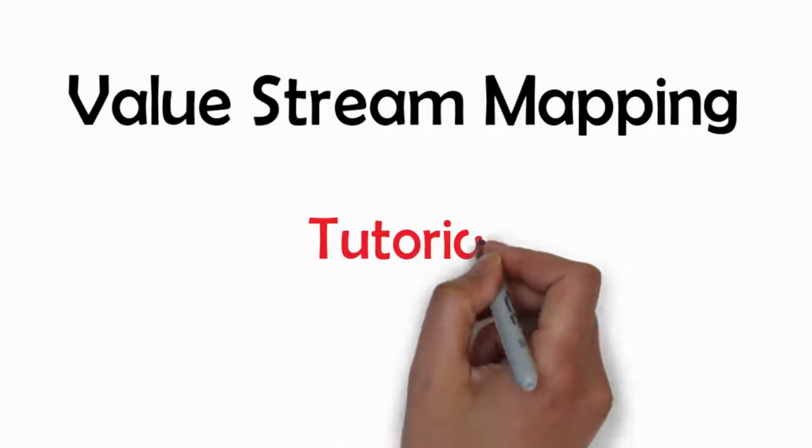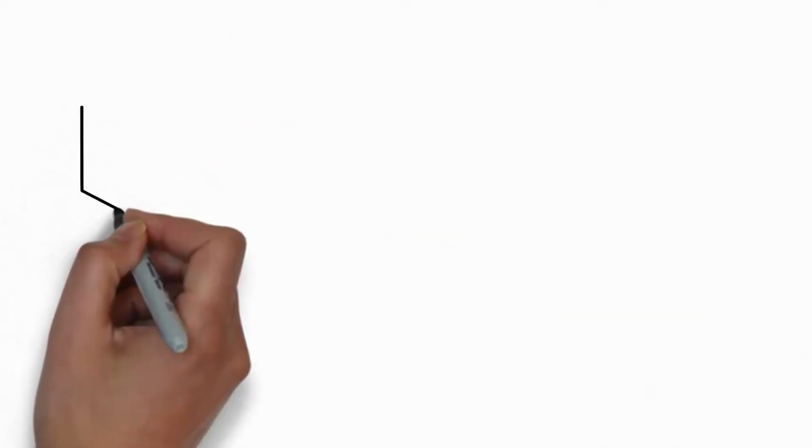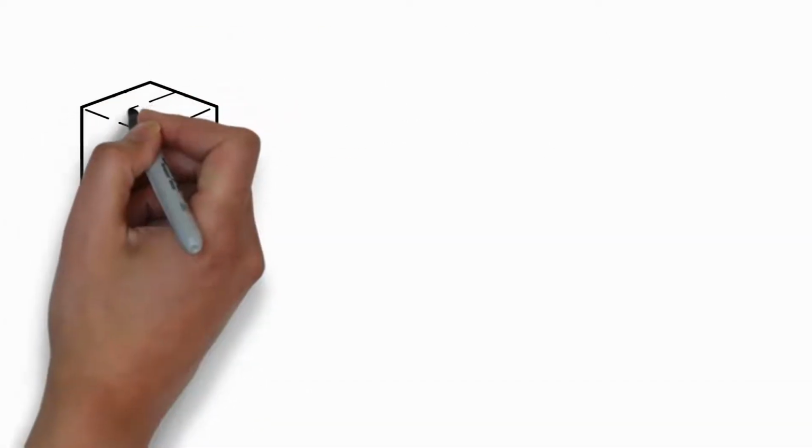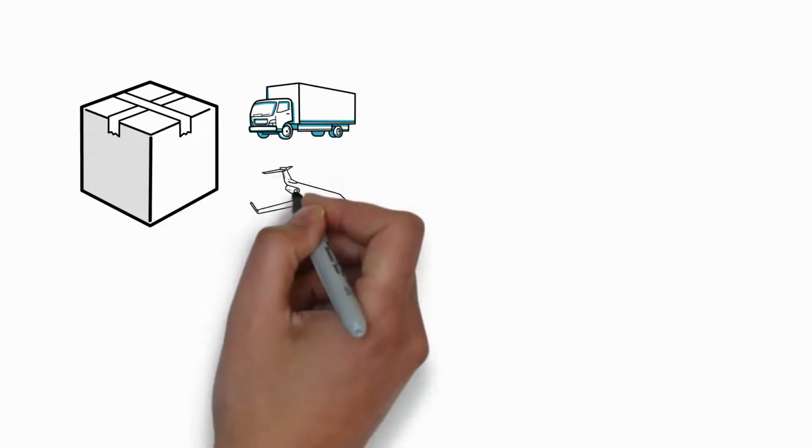Hi! In this video, I will explain the third element of the value stream mapping, the material flow. The first question you need to answer is, how frequently and which way of shipment do I deliver to my customer? Am I using a truck, airplane, or boat?